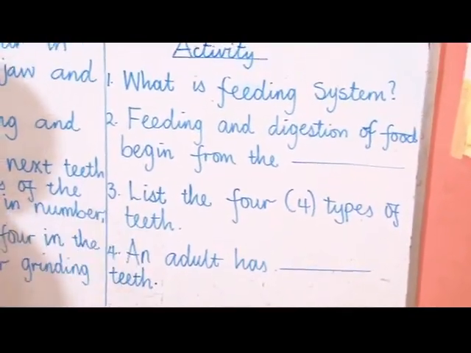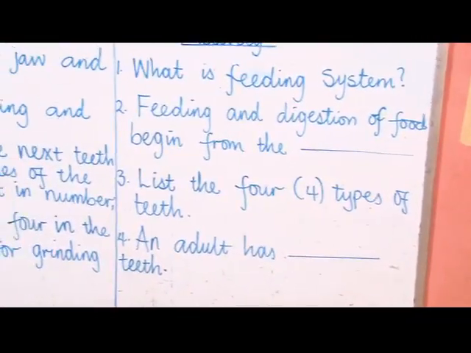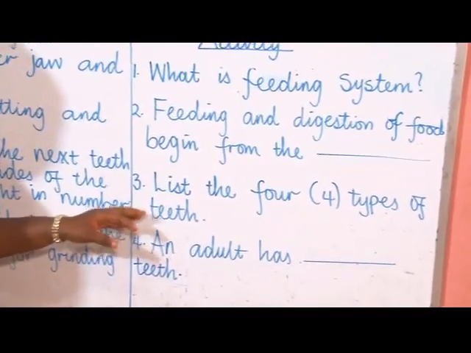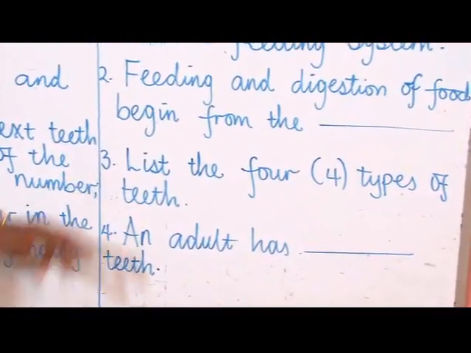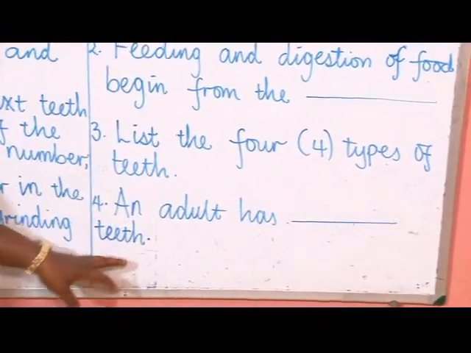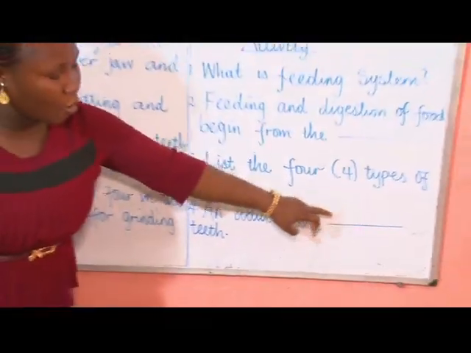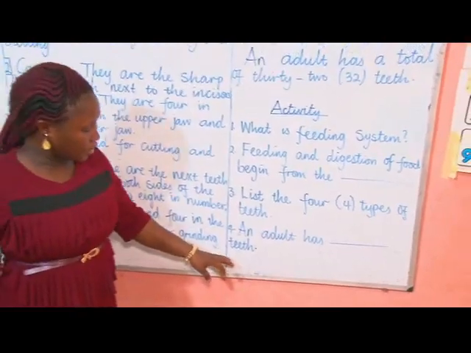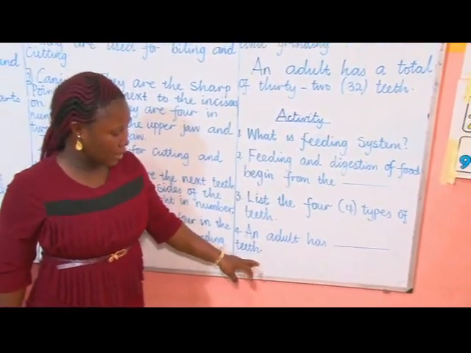Number 3, list the 4 types of teeth. And number 4, an adult has dash teeth. You have to fill in this gap with the correct number of teeth that an adult has.